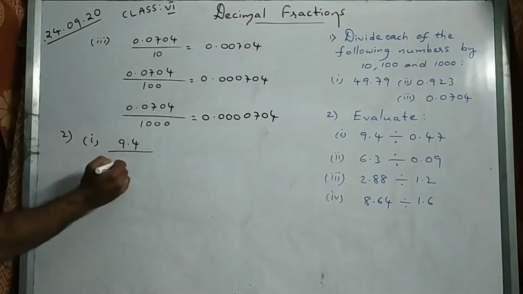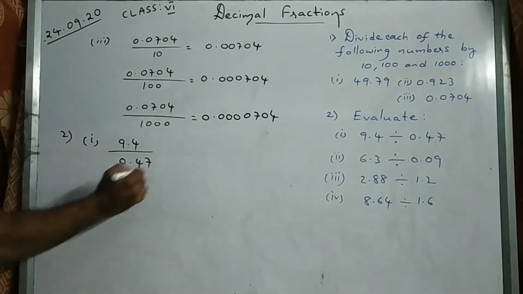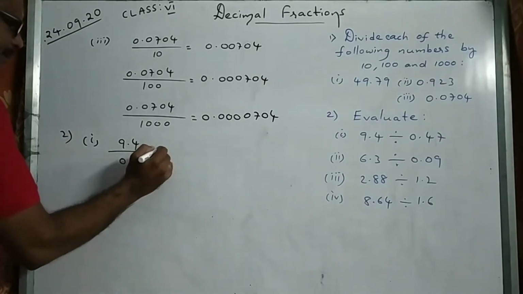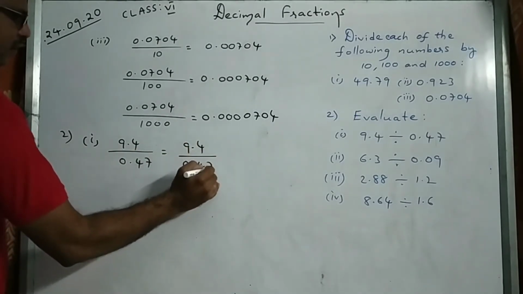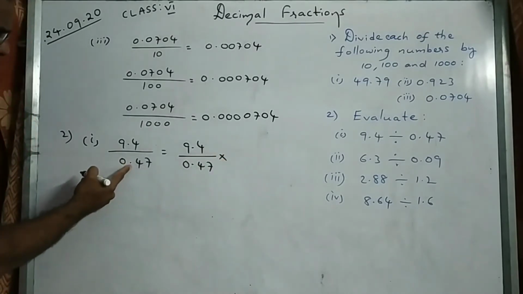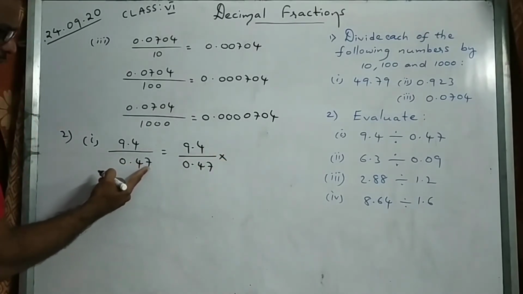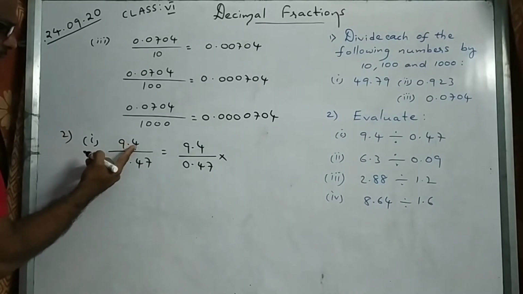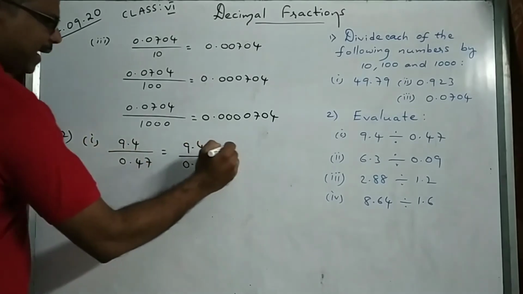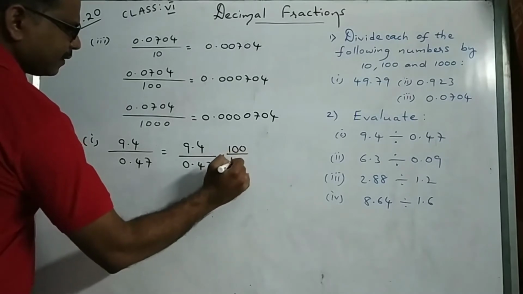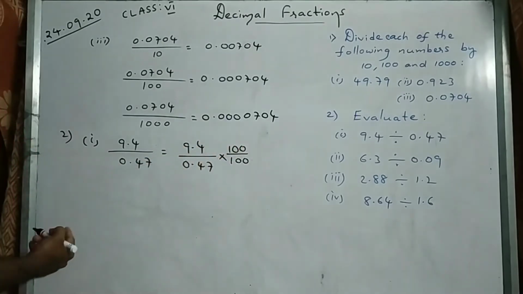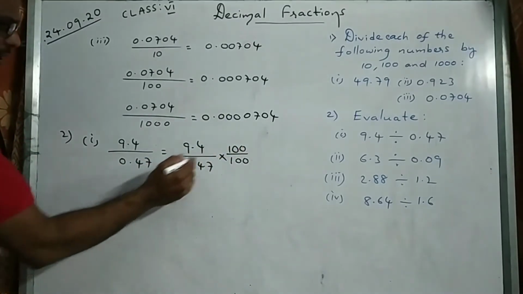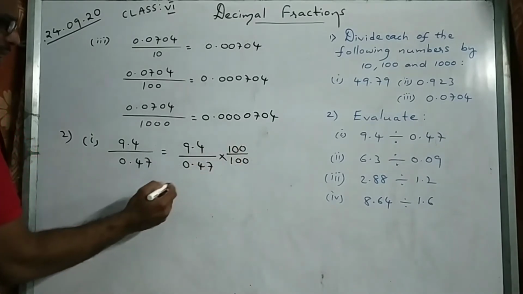Okay. Second one: 9.4 divided by 0.47. Here we have to do one thing. After the decimal, how many digits are there? 1, 2. Here after the decimal how many digits are there? Only 1. So I will make 100 by 100. Maximum 2 digits we have, more number of digits here, 1, 2. That many zeros we have to multiply and divide here. So I am multiplying and dividing with 100.